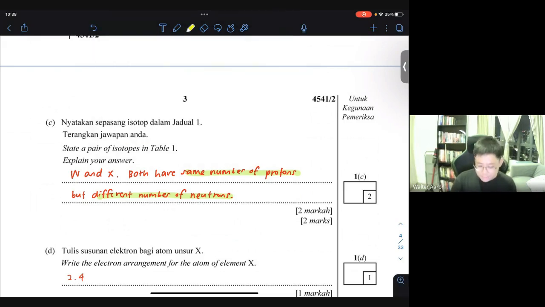Okay, so that's the answer. If you answer both of that correctly, if you give the answer W and X, you get 1 mark, and if you explain that both have the same number of protons and different number of neutrons, you get another mark. So total, you get 2 marks in total.